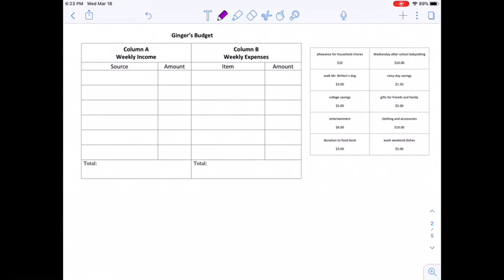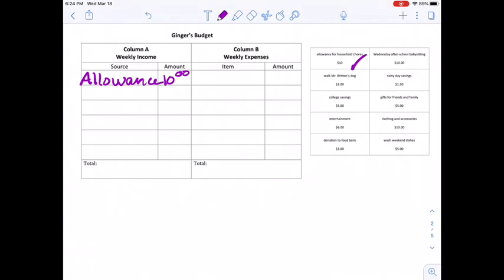So our first one here says allowance for household chores, $10. Do you think that's an income or an expense? Is Ginger getting paid to do something so she's making money, or is she spending money? Well, when you get an allowance, you're being paid. So that is income. So we're going to put allowance, and she made $10. So we're just putting $10.